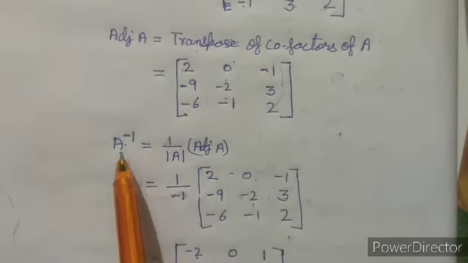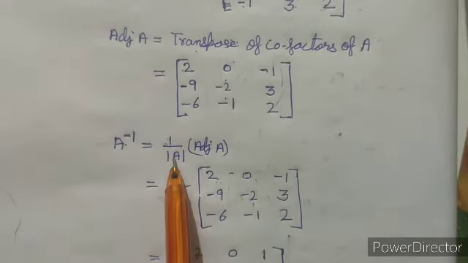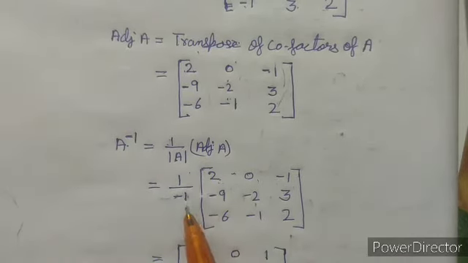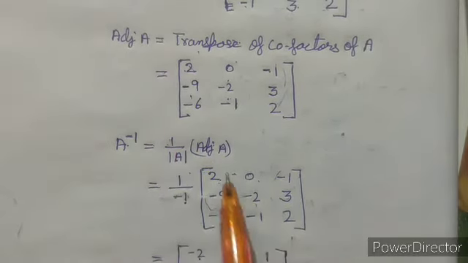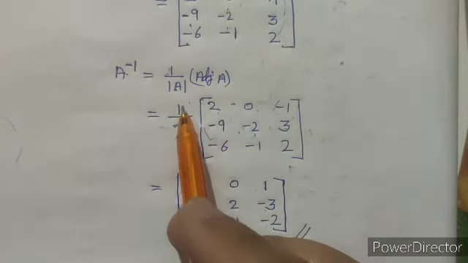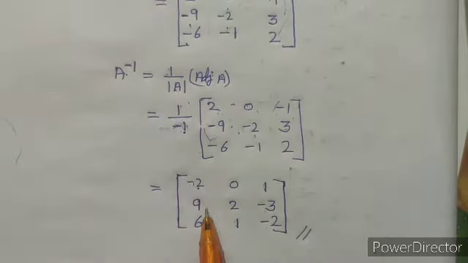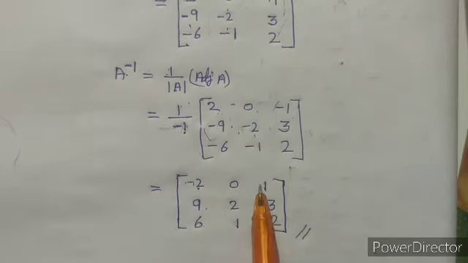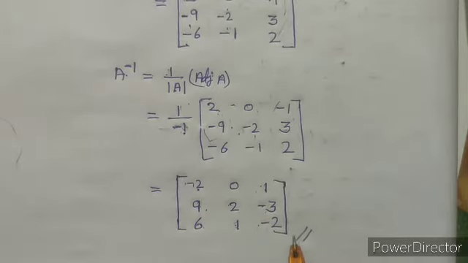Now we have to find A inverse. A inverse is equal to 1 upon the determinant of A into the adjoint of A. The determinant of A was minus 1, as we obtained in step 1, and the adjoint of A is given here. Now on multiplying each term by 1 upon minus 1, we get the value of A inverse, that is minus 2, 0, 1, 9, 2, minus 3, 6, 1, minus 2, row wise, and this is our answer.